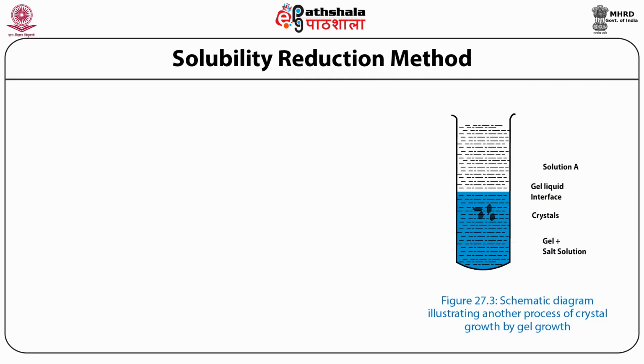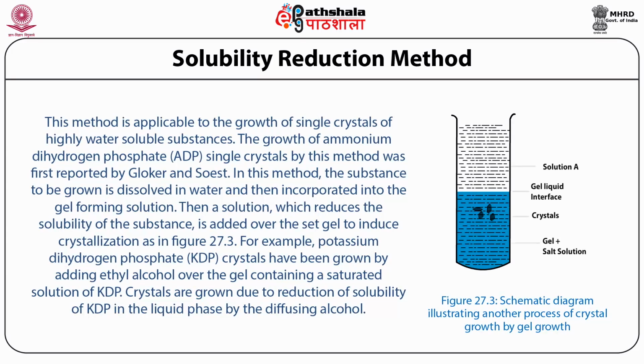Solubility reduction method. This method is applicable to the growth of single crystals of highly water-soluble substances. The growth of ammonium dihydrogen phosphate, abbreviated as ADP, single crystals by this method was first reported by Glocker and Soist. In this method, the substance to be grown is dissolved in water and then incorporated into the gel-forming solution. Then a solution which reduces the solubility of the substance is added over the set gel to induce crystallization, as in figure 27.3.